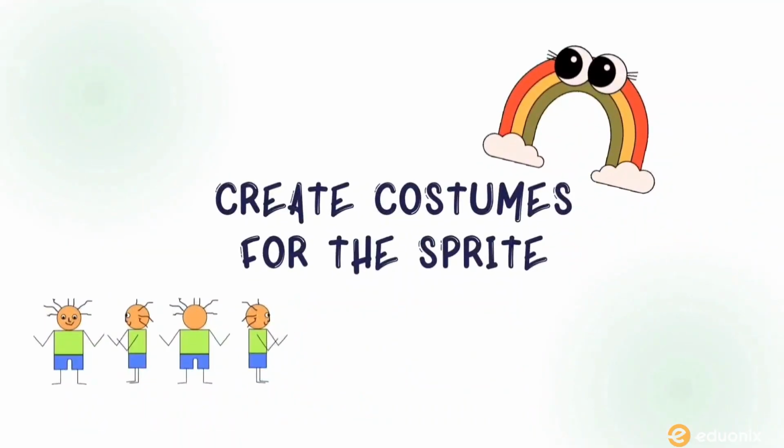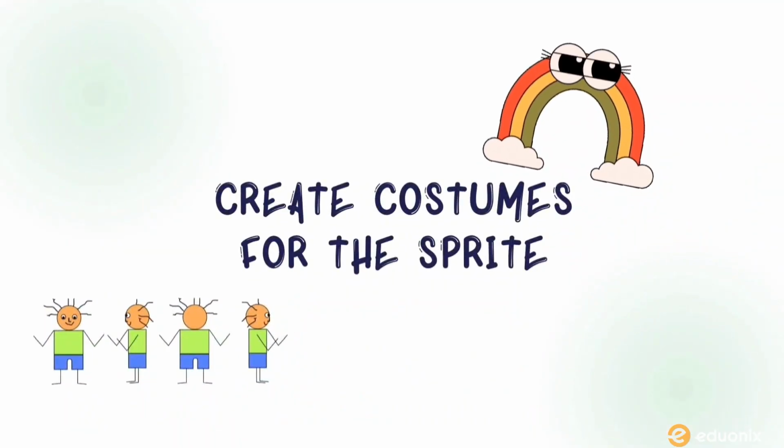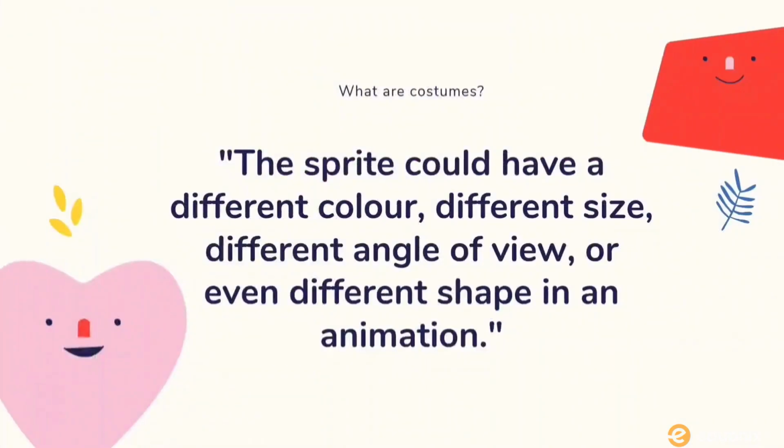To animate the sprite, we require costumes. Next we create costumes for our sprite. So, what are costumes? The sprite could have a different color, different size, different angle of view, or even different shape in an animation. You might have seen this in TV cartoons. How does Mickey Mouse move on the screen? How does Tom and Jerry work? Each movement of the character has to be a costume. Only then can the animation be done.